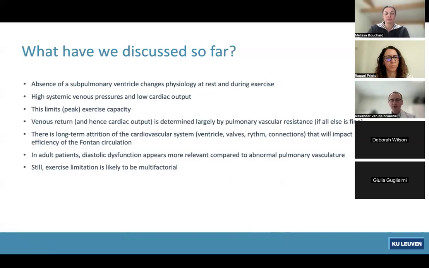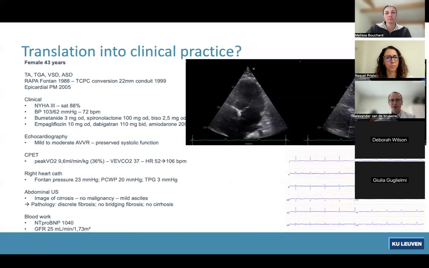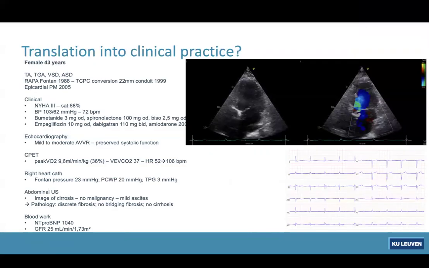I'll just skip this and move ahead for time's sake. The question is now, if I see a Fontan patient in clinic, what should I do? There are lots of things to consider, but usually we take history, clinical exam, ECG, echo, and exercise test, and that's done. Can we somehow change this to have a little bit more information?